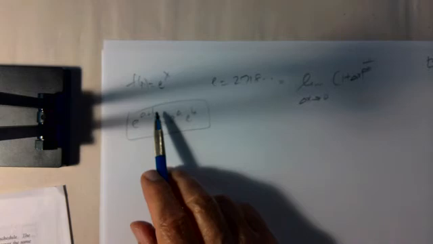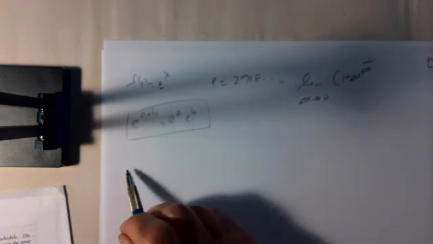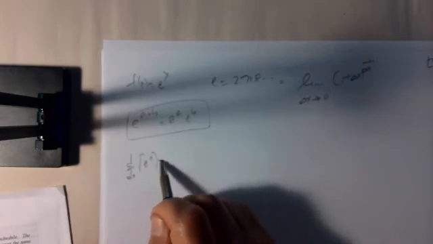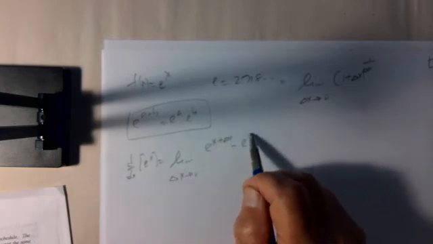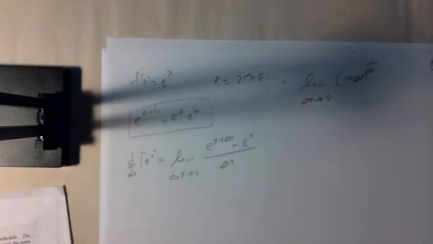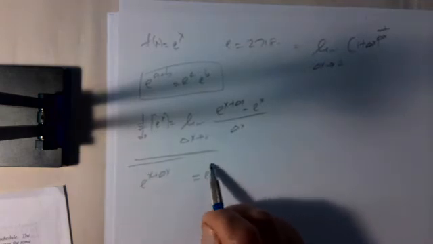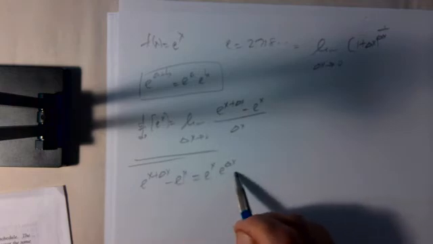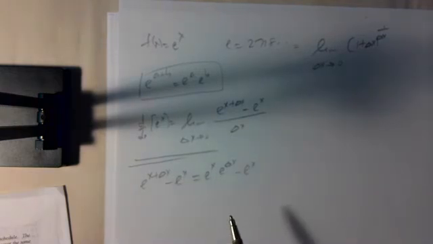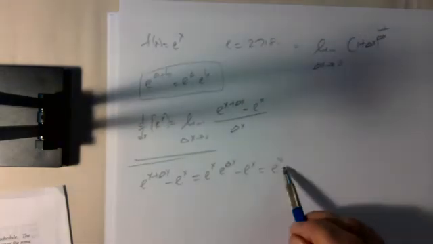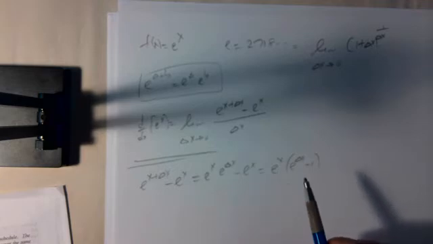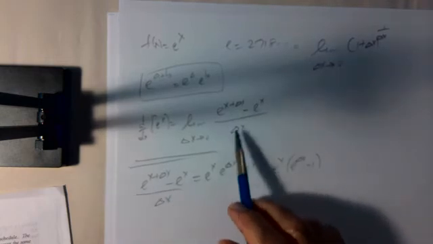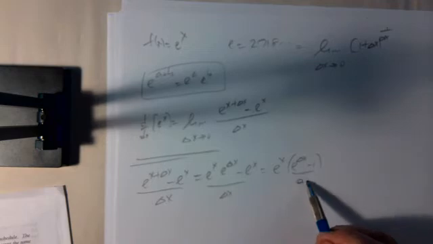So if you want to calculate the derivative of e to the x, that's going to be the limit as delta x goes to 0 of e to the x plus delta x minus e to the x over delta x. Let's just look at this. E to the x plus delta x is e to the x, e to the delta x. If I subtract e to the x, I get this. And then I can factor out an e to the x. This is e to the x times e to the delta x minus 1. So if I divide by delta x, that's what I have here.